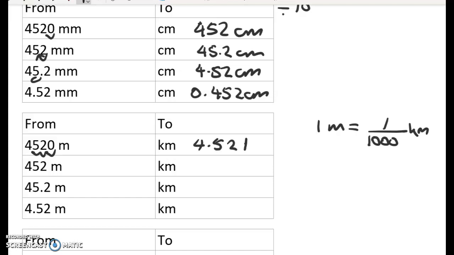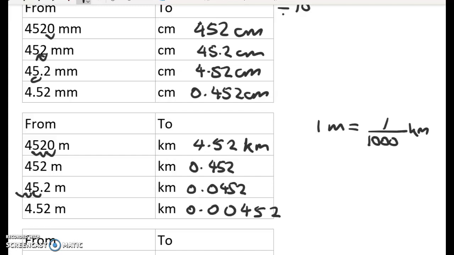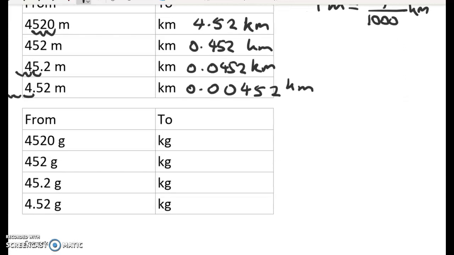4.52 kilometres, 0.452, 0.0452. I think that's right. Yep. 1, 2, 3, 0.00452. Just checking. Have I got that right? Let's see. 1, 2, 3. Yes. And we need our units. Kilometres, kilometres, kilometres. I think this is the most boring video I've made you all year. I'm really sorry about this, but we just actually have to make sure we've all got this skill.